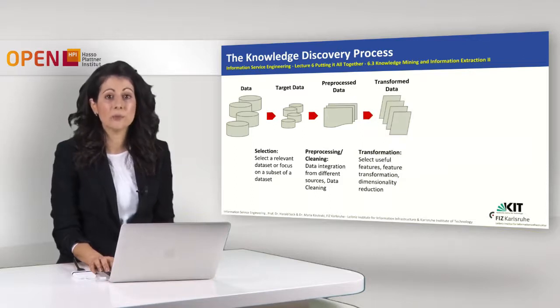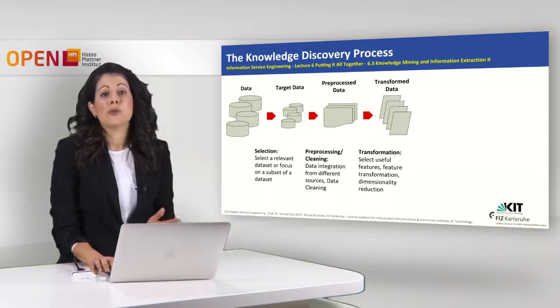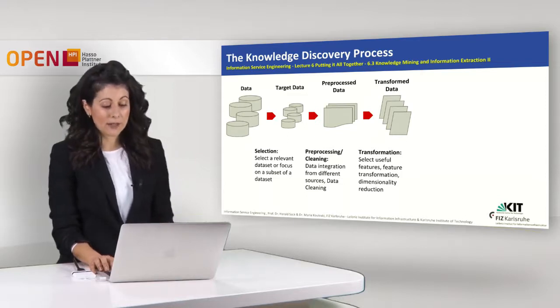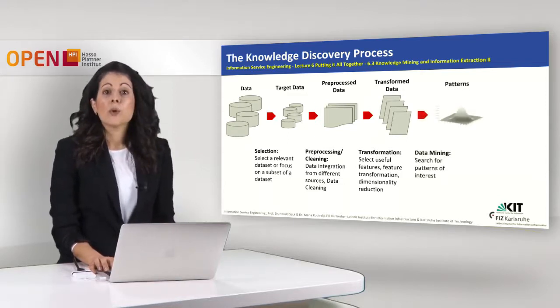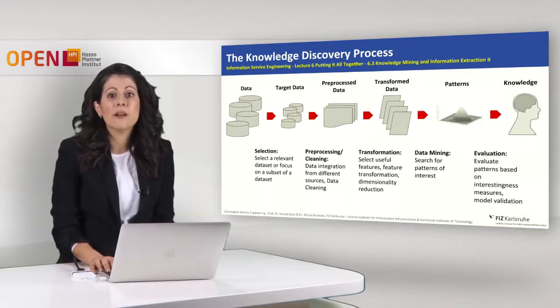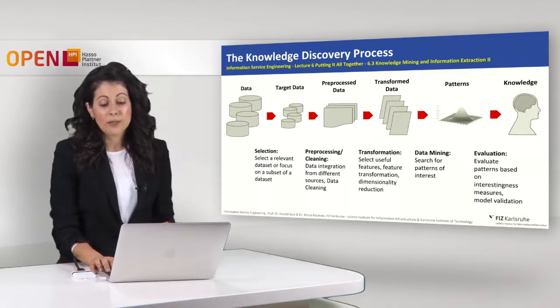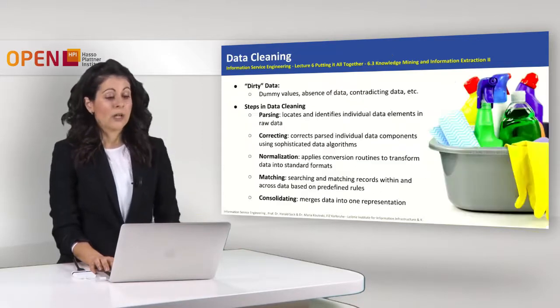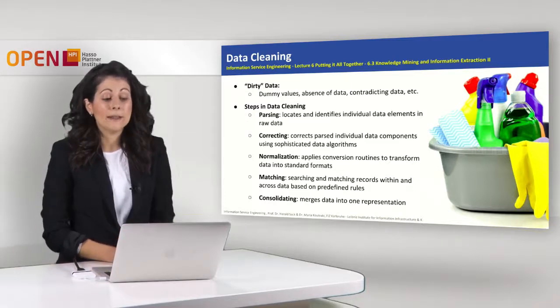Then we have the transformation step, where we select useful features, we do feature transformation and dimensionality reduction. And then we have the data mining, where we search for patterns of interest. And last, we have, of course, the evaluation, where we evaluate patterns based on interestingness measures and we do model validation.